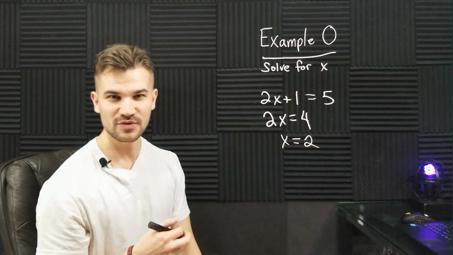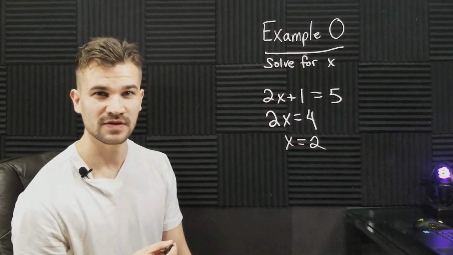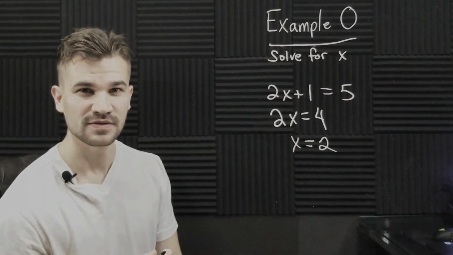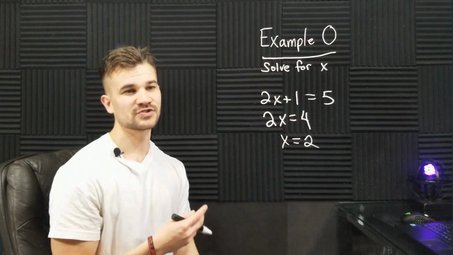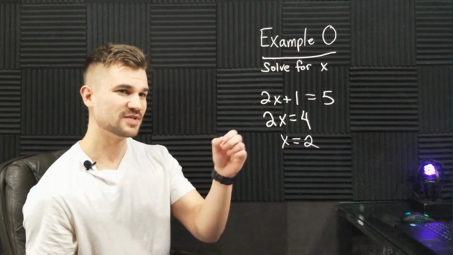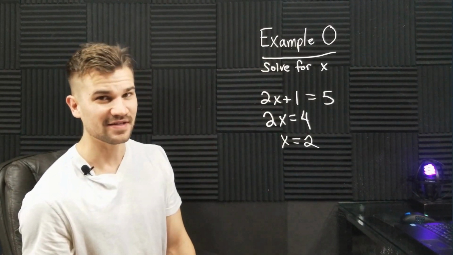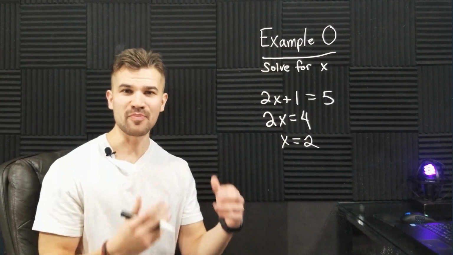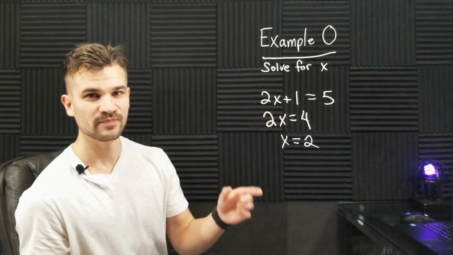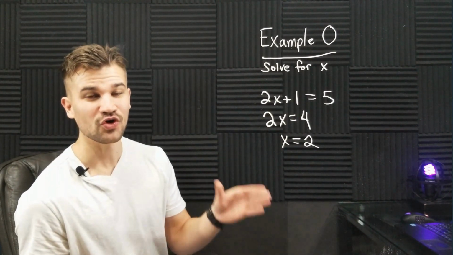But why do we do the things we do? Well, in short, we look at what's happening to x. It's being multiplied by 2, and then 1's being added to that. We look at the last thing that happens to it, adding the 1, and then we do the opposite thing. The inverse, or the opposite thing of adding 1 is subtracting 1. Addition and subtraction are opposites.